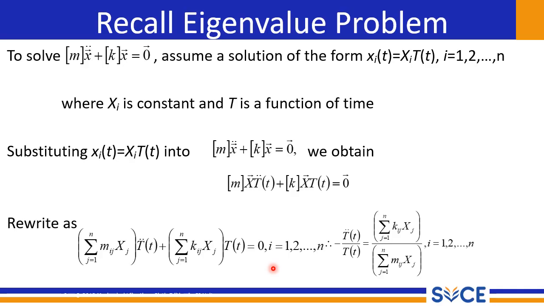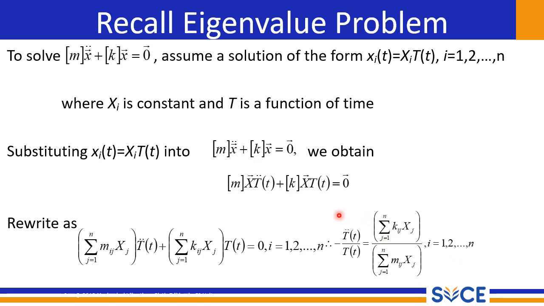We can factor out the time dependent term, that is T of t, and its second derivative T double dot of t. This is the second derivative, this is the first one. So if the equation is rearranged, we will get the form of summation of stiffness K into X divided by summation of mass M into X j, where j is going to be ranging from 1 to n.